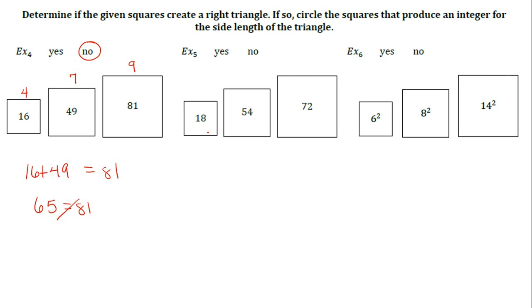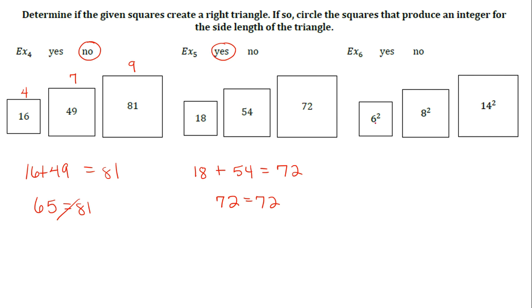Let's look at example 5. We have 18, so that area of 18 plus the area of 54 needs to add up to the area of 72. When we add the left side, we do get 72 equals 72. This is true. So yes, this would create a right triangle. But if I want to take the square root of 18 to get the side length, this is not a perfect square. 54 is not a perfect square. There's no number to multiply by itself that would give me 54, nor is 72. So yes, this gives me a right triangle, but none of these are perfect squares. So we would have to estimate to get the side length.